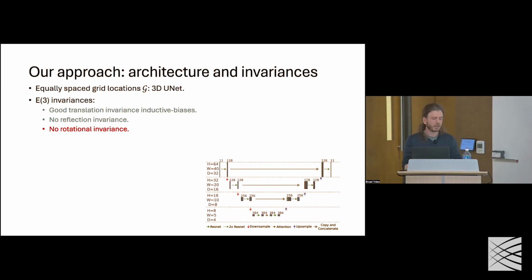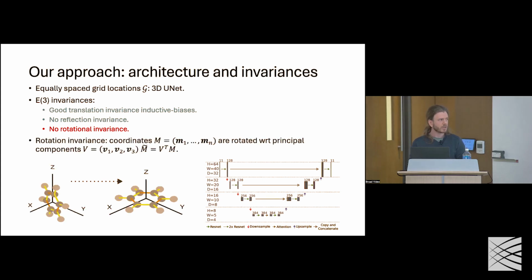In terms of the E3 invariances, we have good translational invariance inductive biases, because this architecture has most of its parameters in convolutional neural networks. Then we have no reflection invariance, which is, of course, a good thing, as we can distinguish enantiomers, but we do not have rotational invariance. So what we propose to mitigate this issue is that we define reference rotations as rotations about their principal components. And again, the same benzene molecule is depicted here.